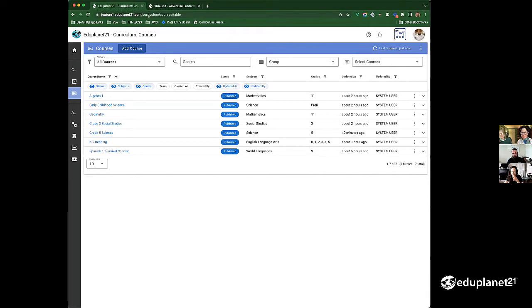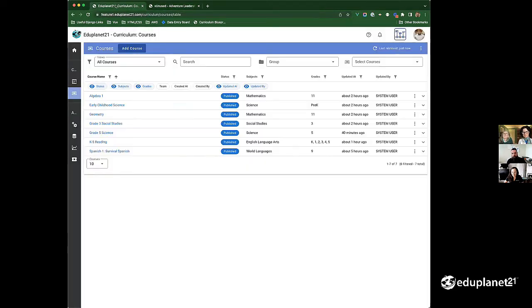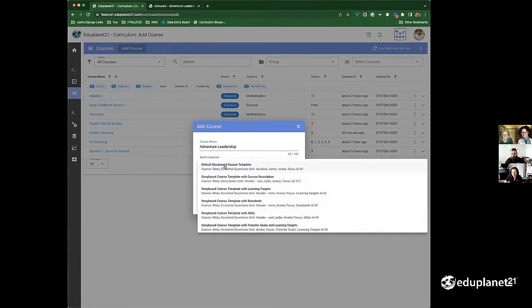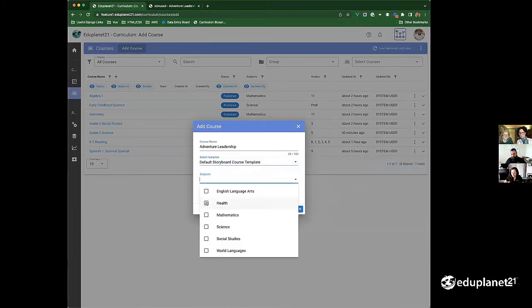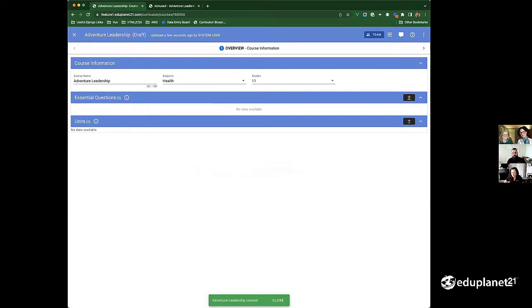No problem, I can do that. So what I'm going to create is the Adventure Leadership course. You guys might have seen this example, so I'll go through and just show how easy it is to create this one. We can simply add a course and call it Adventure Leadership. We can select our template. This is what I showed before, the different ones. This is the default template that we have. We can select our subject and our grade level. Once that's created, we can go in and start working on this straight away.